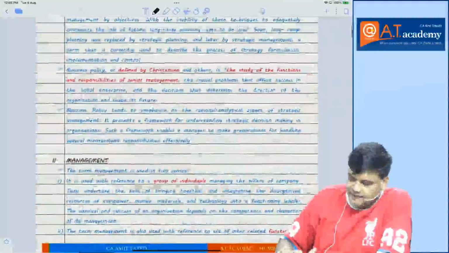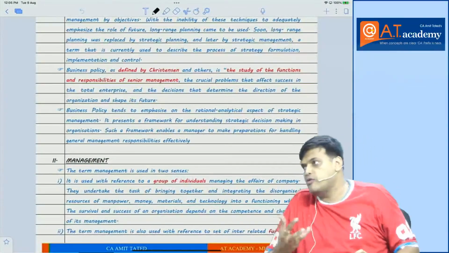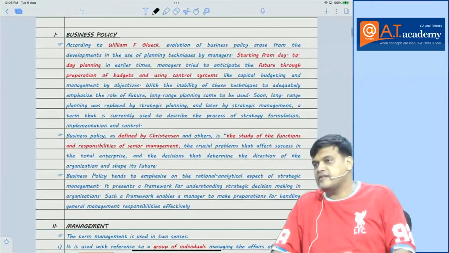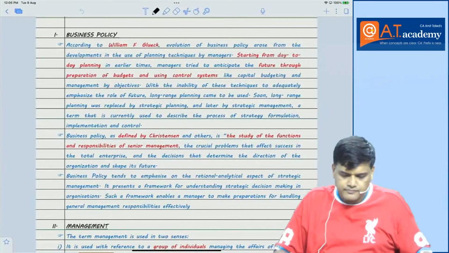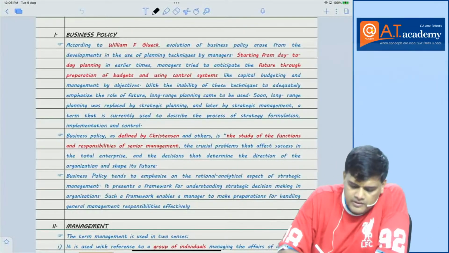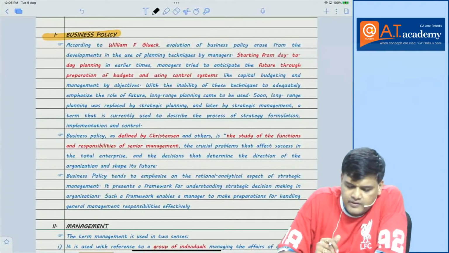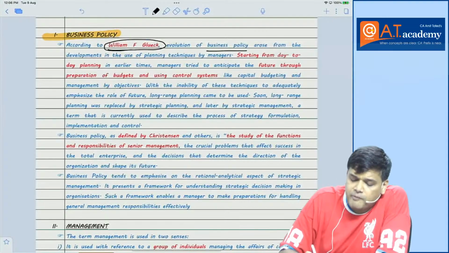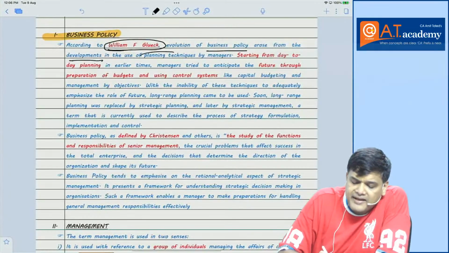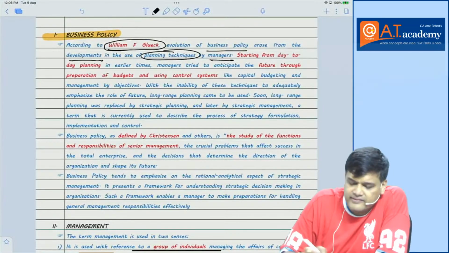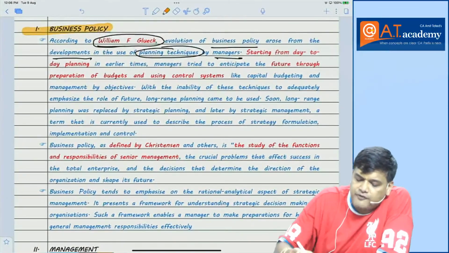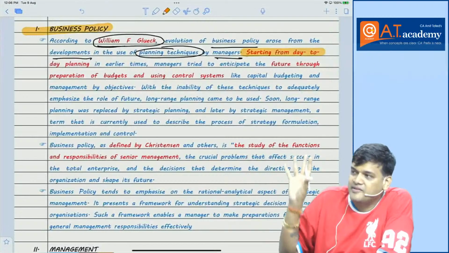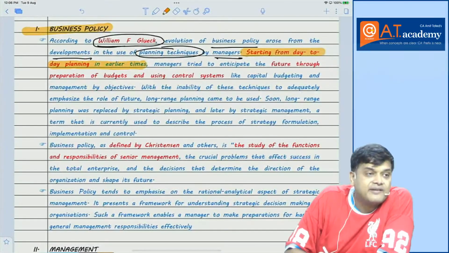Page 1.1, 1.2, 1.3 is more of reading. I am not making you remember anything out of this except blend. Let's look at the reading points: what is business policy and other things. Business policy. According to William F. Gluck, the evolution of business policy arose from development in the use of planning techniques by managers. Highlight whatever you wish, I am just reading it. Starting from day to day planning in earlier times.